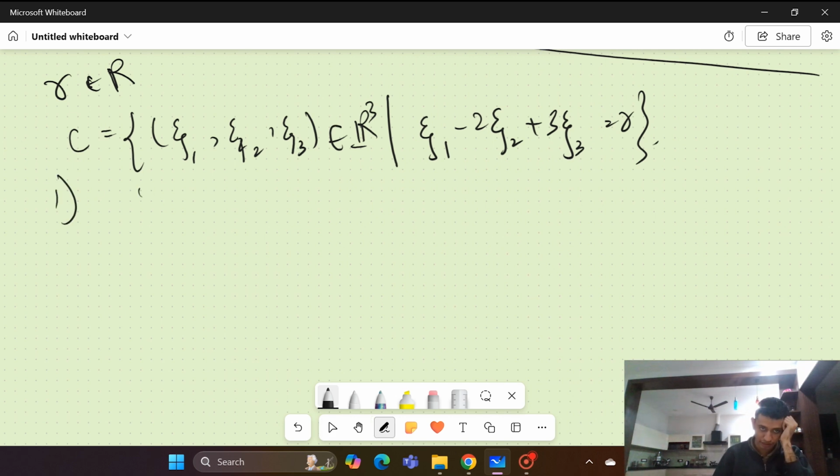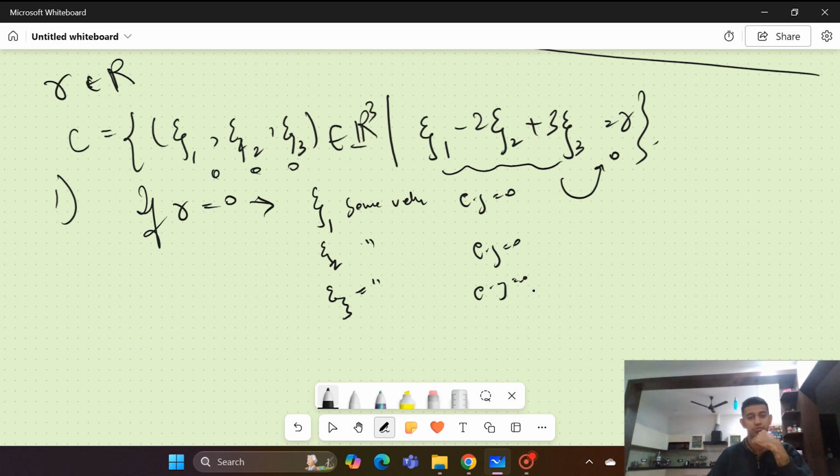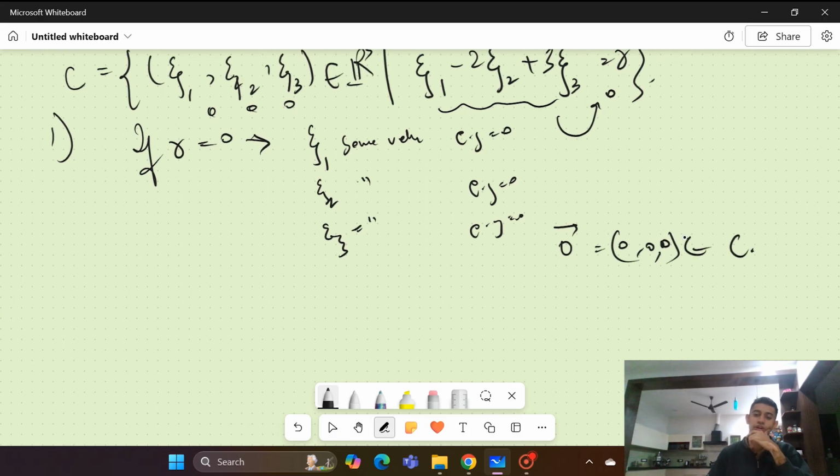So if gamma is equal to 0, then it implies that you can find G1 some value. An example can be 0. G2 again some value. G3 again some value. All of them, if by example, are 0, then this thing produces 0, and so this produces 0. And if there's 0, 0, 0, this means that the 0 vector is an element of C. And so you're done. You've shown that 1 actually passes in this case.